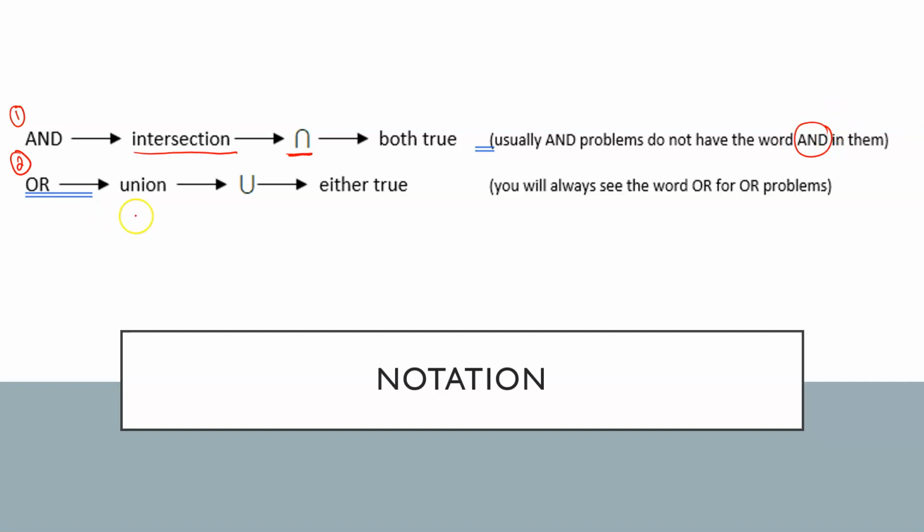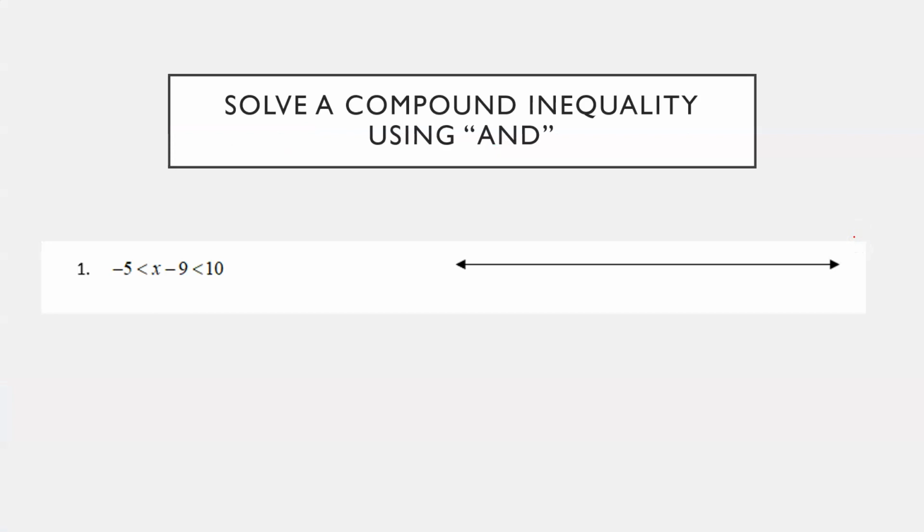An or is called a union, and it's the right side up U, and either one can be true. So you will always see the word or in these or problems. So your solution can be a solution for one or the other. Okay, so let's take a look at these. So let's solve this compound inequality using and. So the ands are usually going to have your x in the middle. So let's solve this.